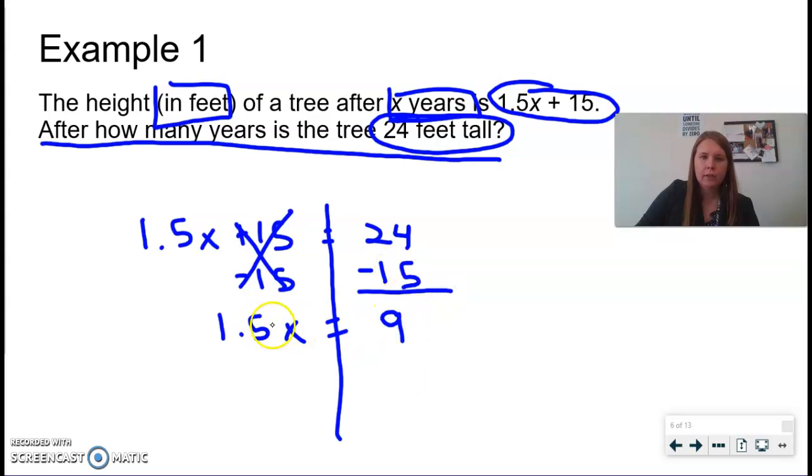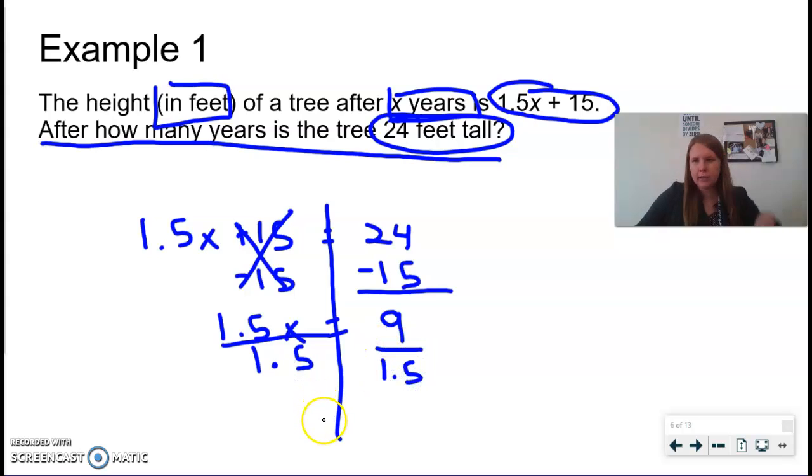And then I need to undo this multiplication of 1.5. So on each side, I'm going to divide by 1.5. I'm pretty sure last unit I was telling you not to use a calculator. For this one, I'm completely fine if you want a calculator. So if I plug this in the calculator, that gives me an answer of 6. So x equals 6. And to finally answer my question, after how many years is the tree 24 feet tall? It's going to be 6 years.